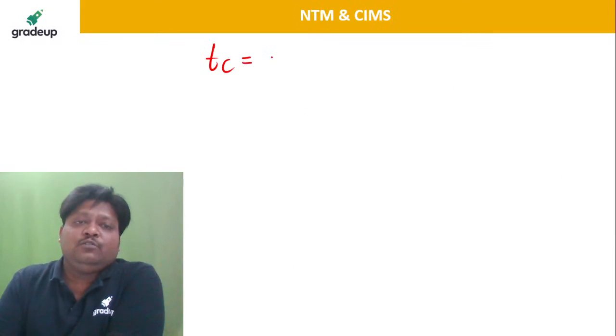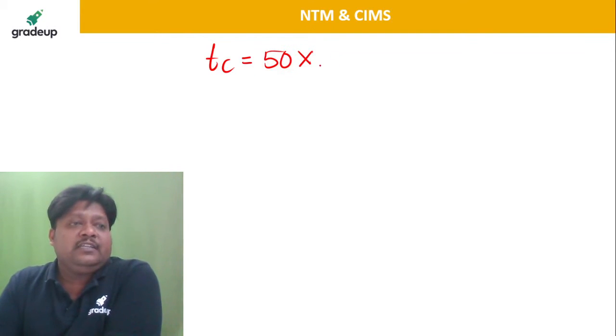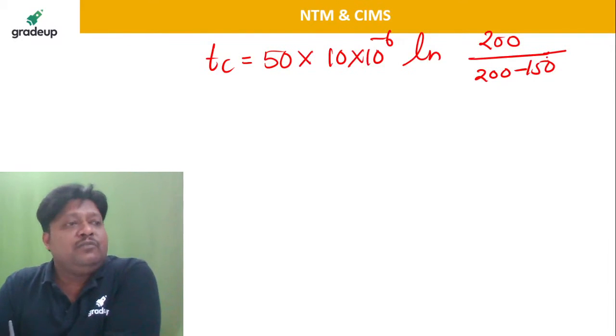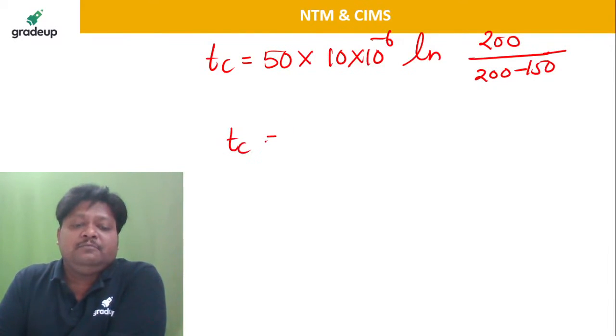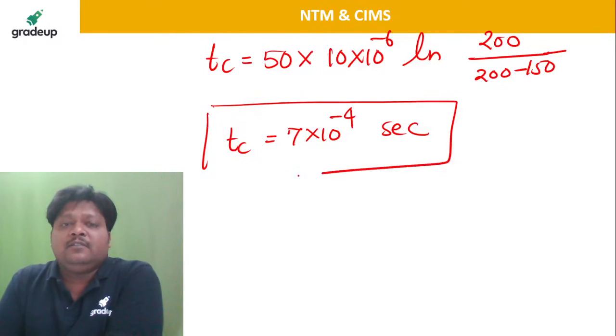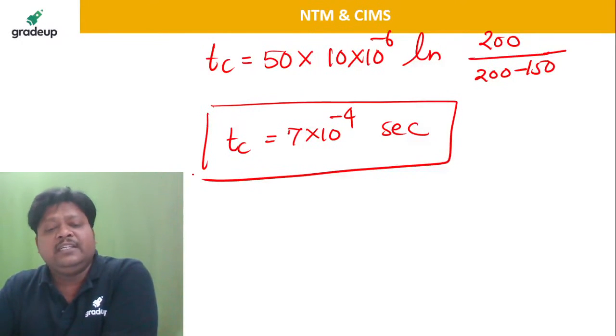So TC is equal to resistance 50 ohm into capacitance 10 into 10 to the power minus 6 into ln of the supply voltage 200 divided by 200 minus discharge voltage 150. Tell me what is this charging time? You get around 7 into 10 to the power minus 4 second. Nothing is mentioned for the sparking time, so neglect it.